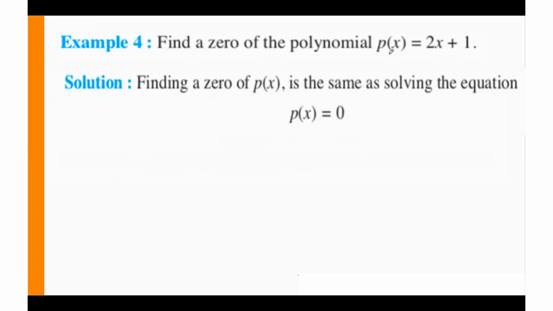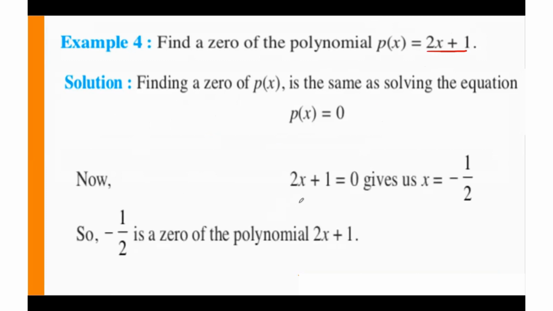Find a 0 of the polynomial 2x plus 1. Now to find the 0, we equate this to 0. So p of x is equal to 2x plus 1, but let us equate p of x also to 0. That means 2x plus 1 is equal to 0. That gives us, 1 will go to the right hand side, so it will become 2x is equal to minus 1. And then 2 will also go to the right side, so it will become minus 1 upon 2. And therefore, minus 1 upon 2 is the 0 of this polynomial.